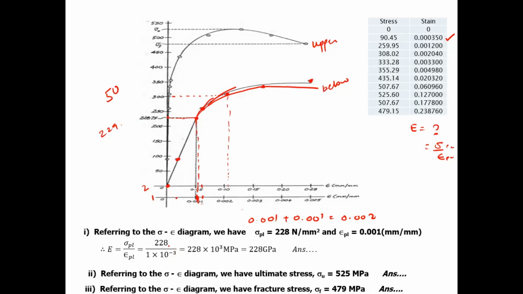Now they put it in the formula, 228 divided by 10 raised to the power minus 3. You will get the E, which is 228 gigapascal, or 228 into 10 raised to the power 3 megapascal. Okay.